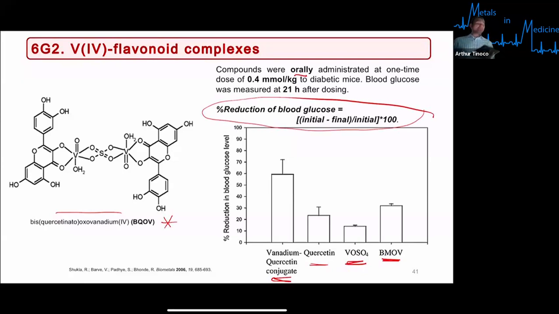And so you see that this particular compound was the most effective at reducing the blood glucose level relative to the free ligand, but also relative to the two vanadium sources, the vanadium salt, but also that maltolato compound that was part of the clinical trials or the alpha version of it. So that shows that this compound does have more promising activity on that level.